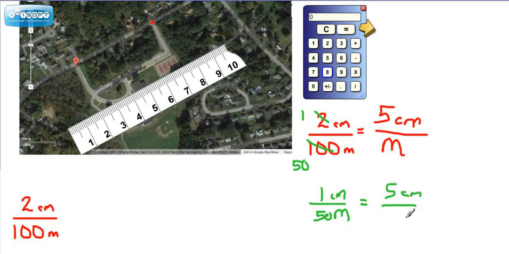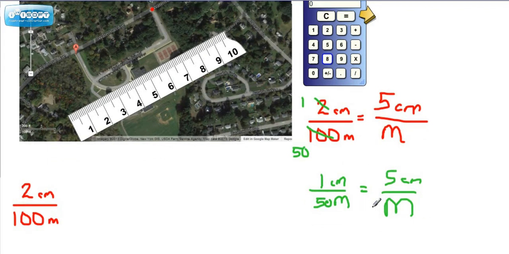Now, of course, we can use cross products. 1 times m would be m, and we can just do the 50 times 5 to get the answer that way. Some people like to recognize that 1 times 5 equals 5, so we can just do 50 times 5 to get the value for m. And we can do that in our head. 5 times 5 is 25, and all we have to do is add the 0. So that means that there's 250 actual meters, if we trust my ruler here, from this dot to this dot.